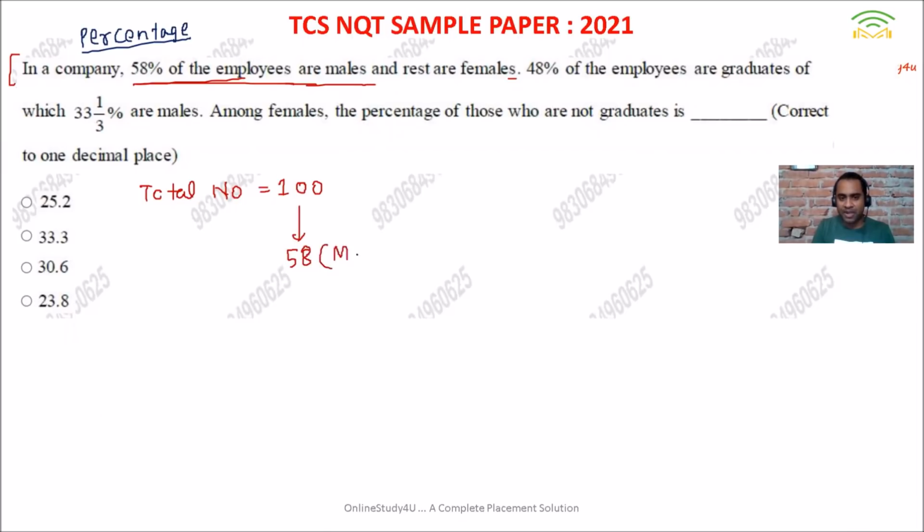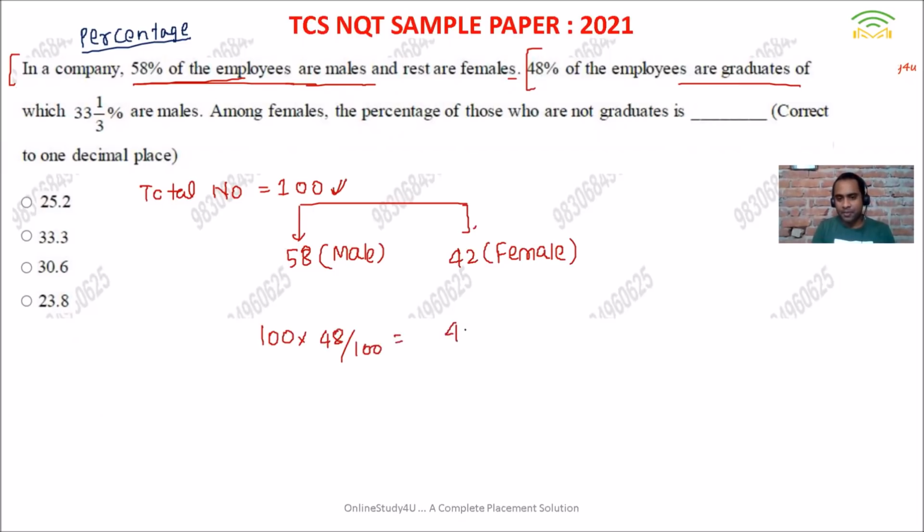If 58% are male, that means 58 are male, then the remaining 42 will be female. There should not be any doubt here, right? Very good. Now, the rest are females. Then 48% of the employees are graduates. Total is 100, so 48% of 100 is 48. That means 48 employees are graduates. Clear? Fine. That should be clear to you.